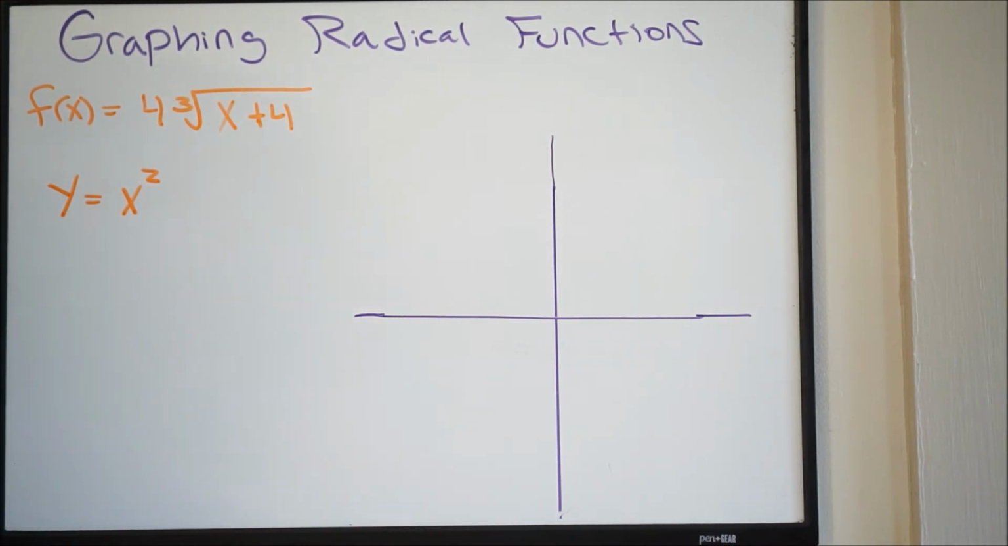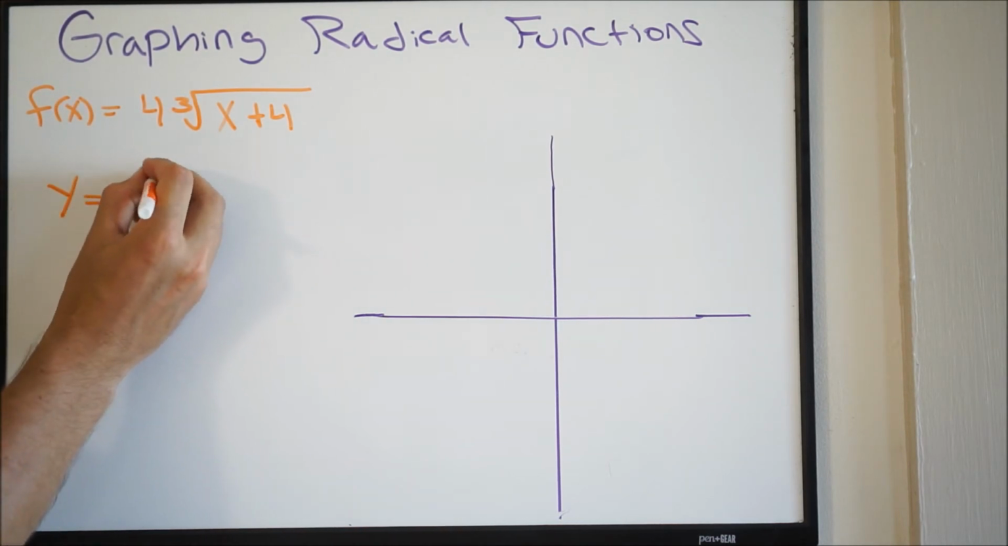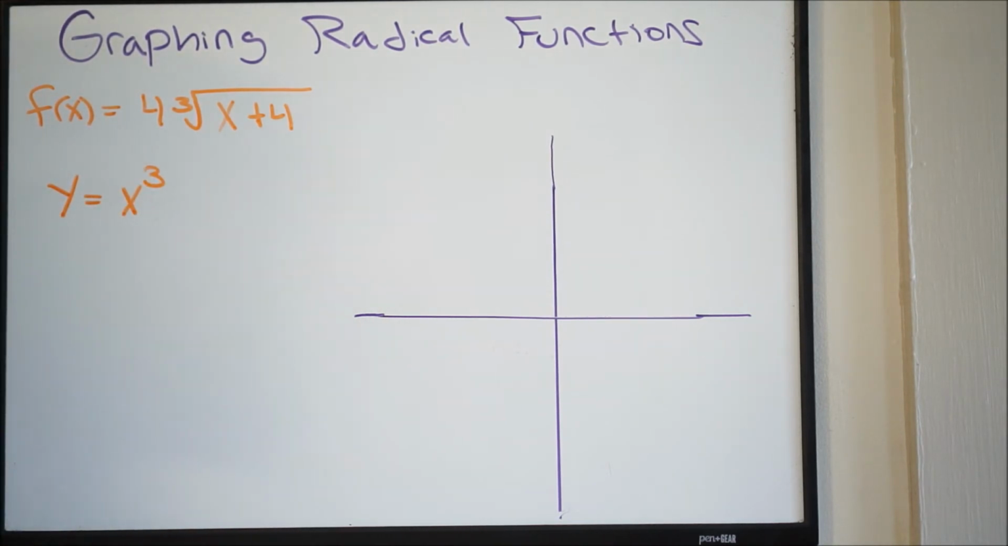So notice what happened when I took the inverse of x squared. I got the square root of x. Well, what happens if I do this now? What's going to be the parent function of a cubic? Well, that's going to be x cubed. And what do you think is going to happen if I take the inverse of this?